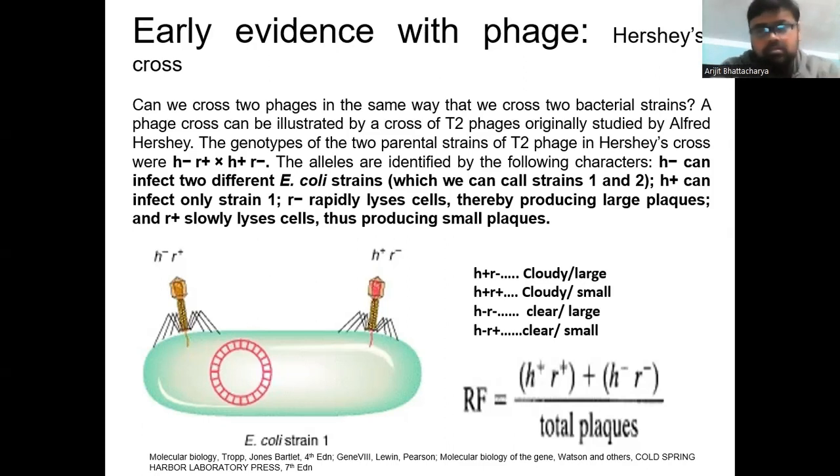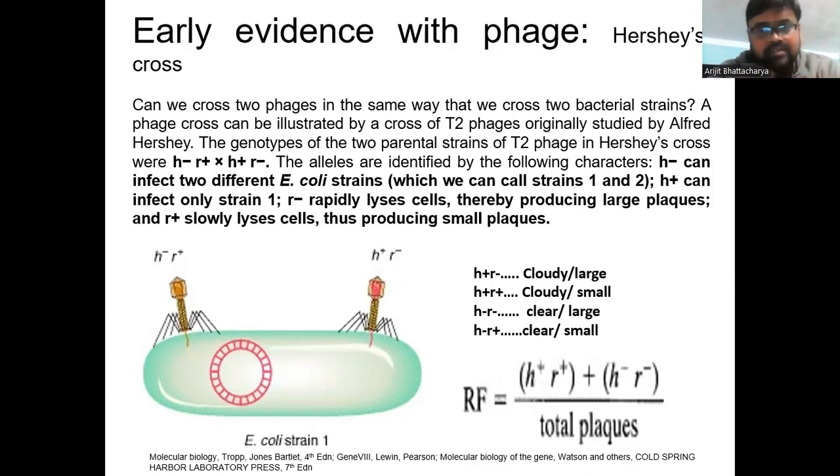So this T2 phage would infect a bacteria and then it will lyse. However, it was found that there are mutants of this T2 phage which show variation in the plaque characteristics. The typical plaques of the T2 are cloudy and a bit smaller. But for the mutants, they found that some plaques can be cloudy and larger, some plaques can be clear and larger, and some plaques can be clear and small.